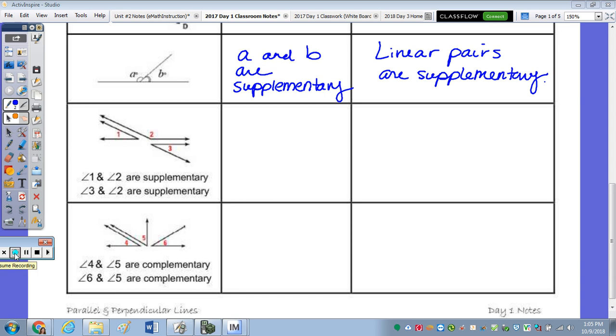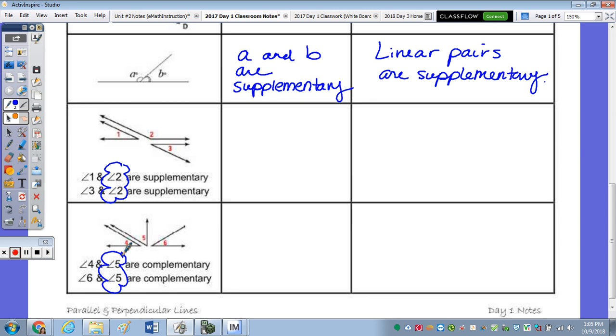In the last two, okay, so in row 3, it says that 1 and 2 are supplementary, 3 and 2 are supplementary. In the bottom row, it says 4 and 5 are complementary, and then 6 and 5 are complementary. What do you notice in both situations? They have a common angle, right? Same down below. 4 and 5 are complementary, 6 and 5 are complementary, okay?